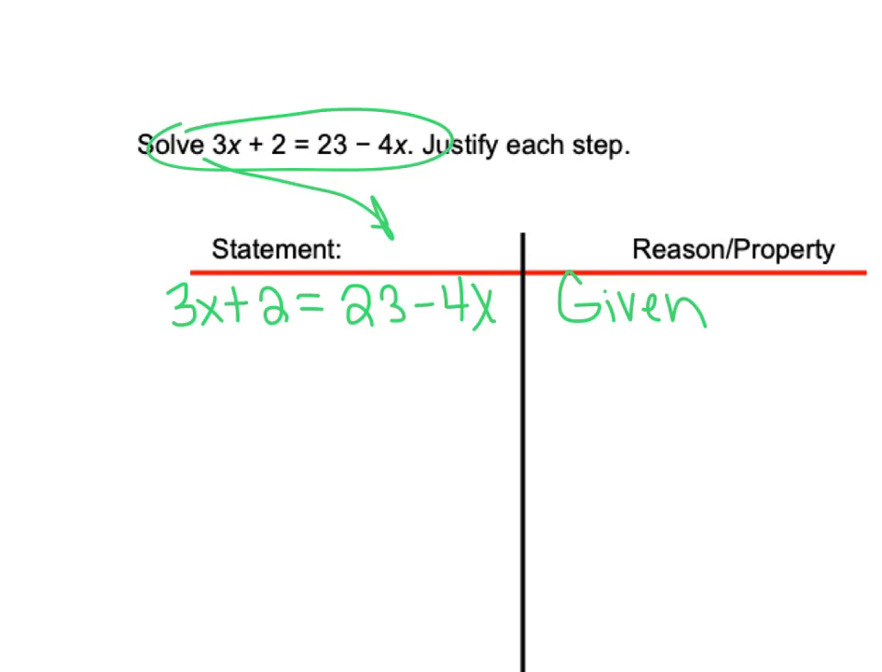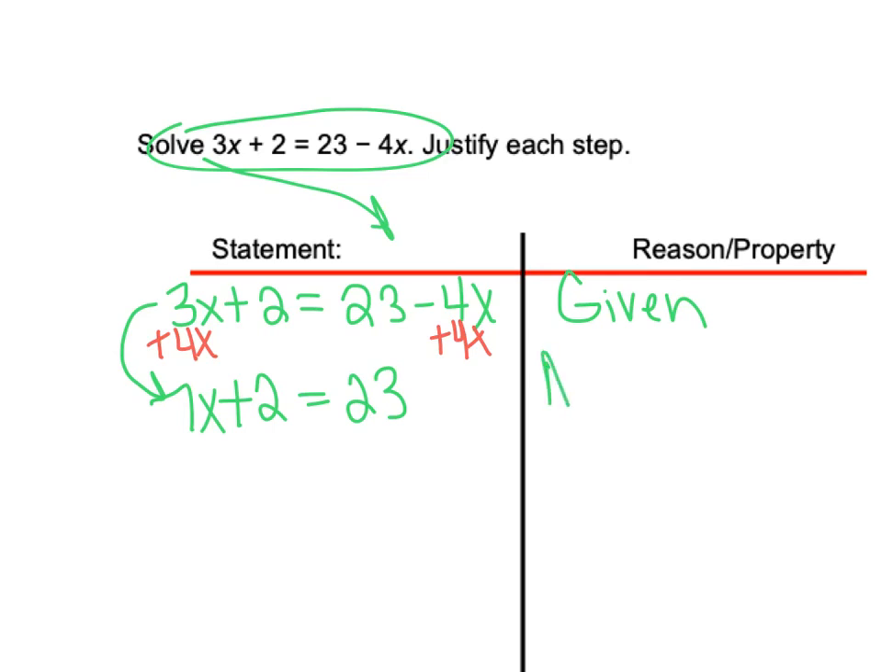So now I'm going to do it in red again here. What's the first thing that I would do to solve this equation? Well, I want all of my x's on one side, so I would add 4x to both sides. And I would get 7x plus 2 equals 23. And what did I do to get from this green step to this green step? I added 4x to both sides. So that would be the addition property.